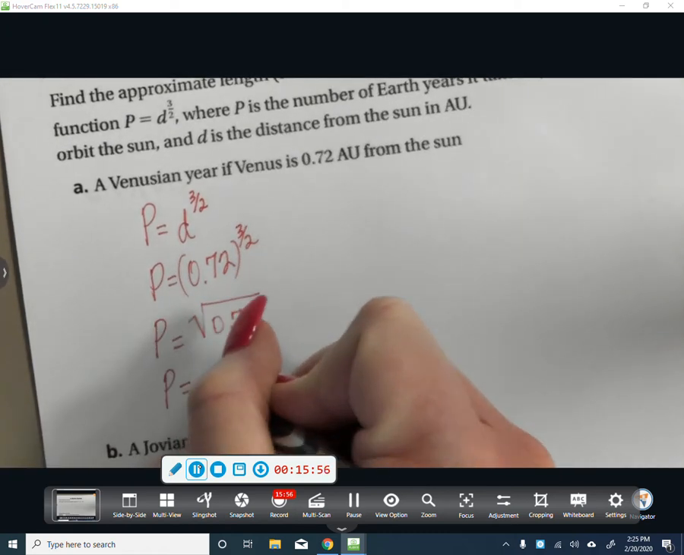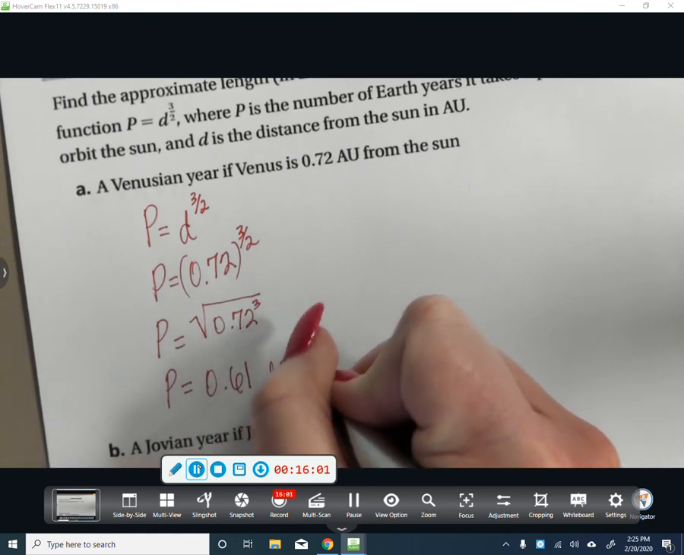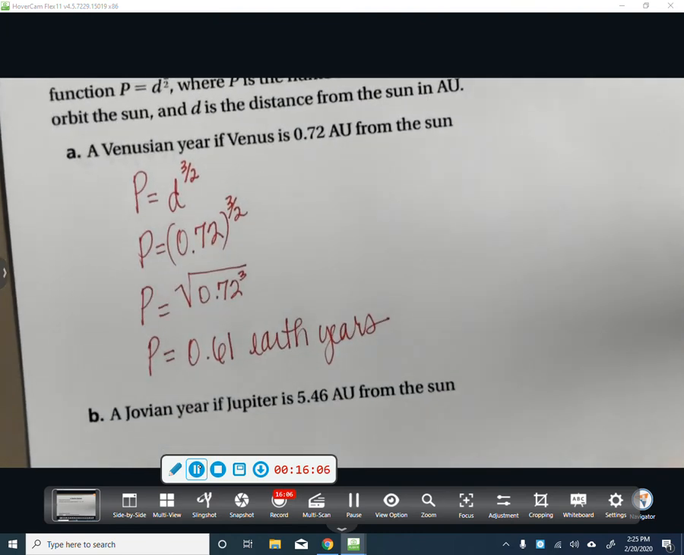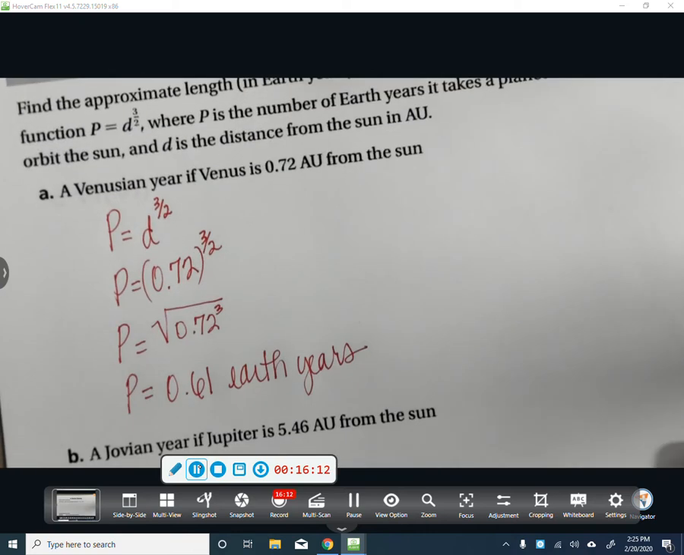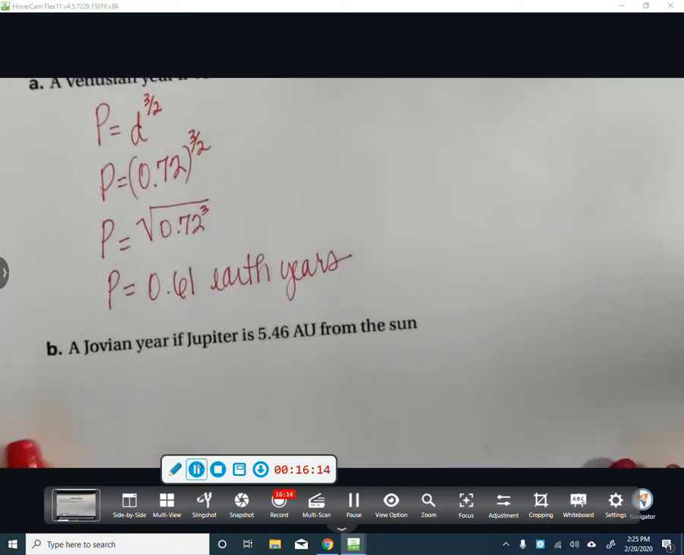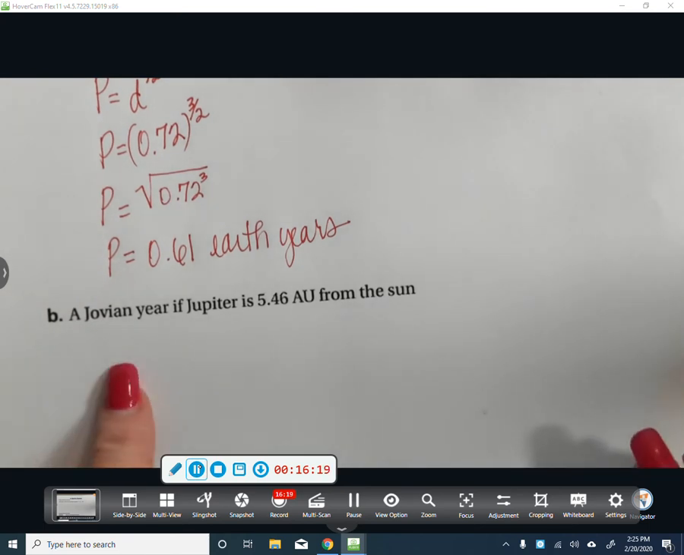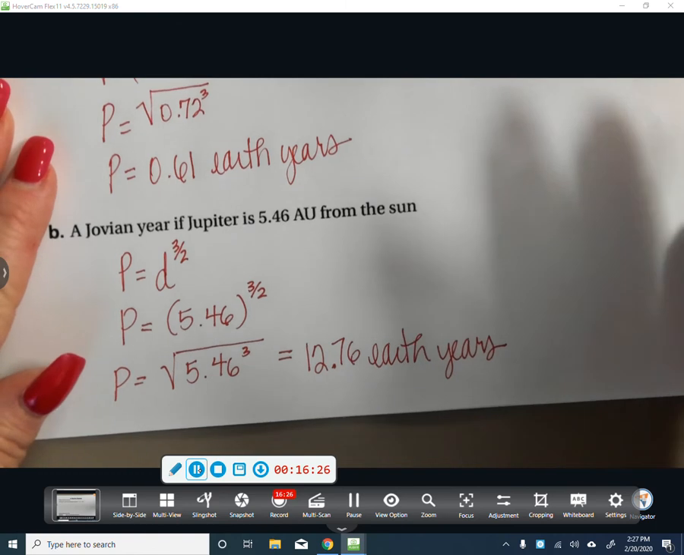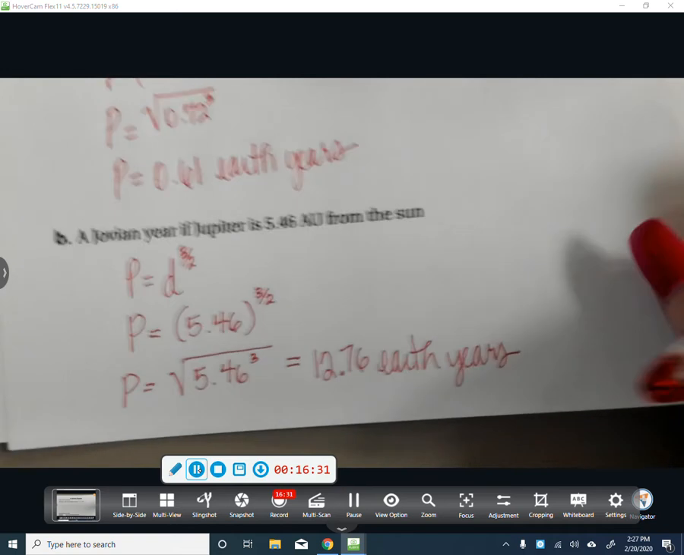So not even a whole year, right? 0.61 Earth years. So not quite a full Earth year is the time it takes Venus to orbit around the sun. So I want you to do it again using a Jovian year. I'm going to pause. I want you to work it, and then we'll check it. So please make sure you check your B. It's 12.76 Earth years. Make any corrections necessary. And on to the next page.